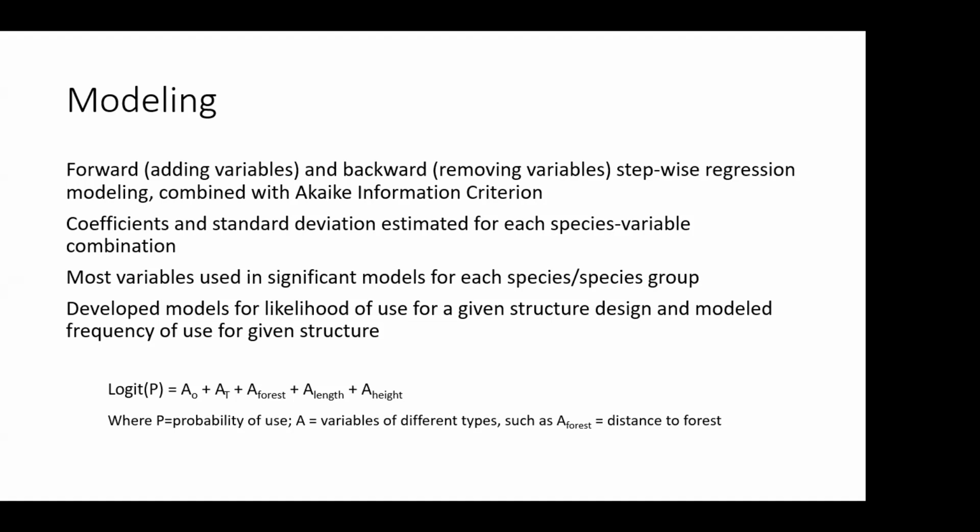So as I said at the beginning, we have different kinds of models. One is the likelihood that a given animal will prefer a given kind of structure. Another is if you have a certain structure, what animals are going to want to use it. And then finally, frequency of use. This shows the logit model, an example of it at the bottom. But thinking about all the variables, you would just keep adding those variables to that model.